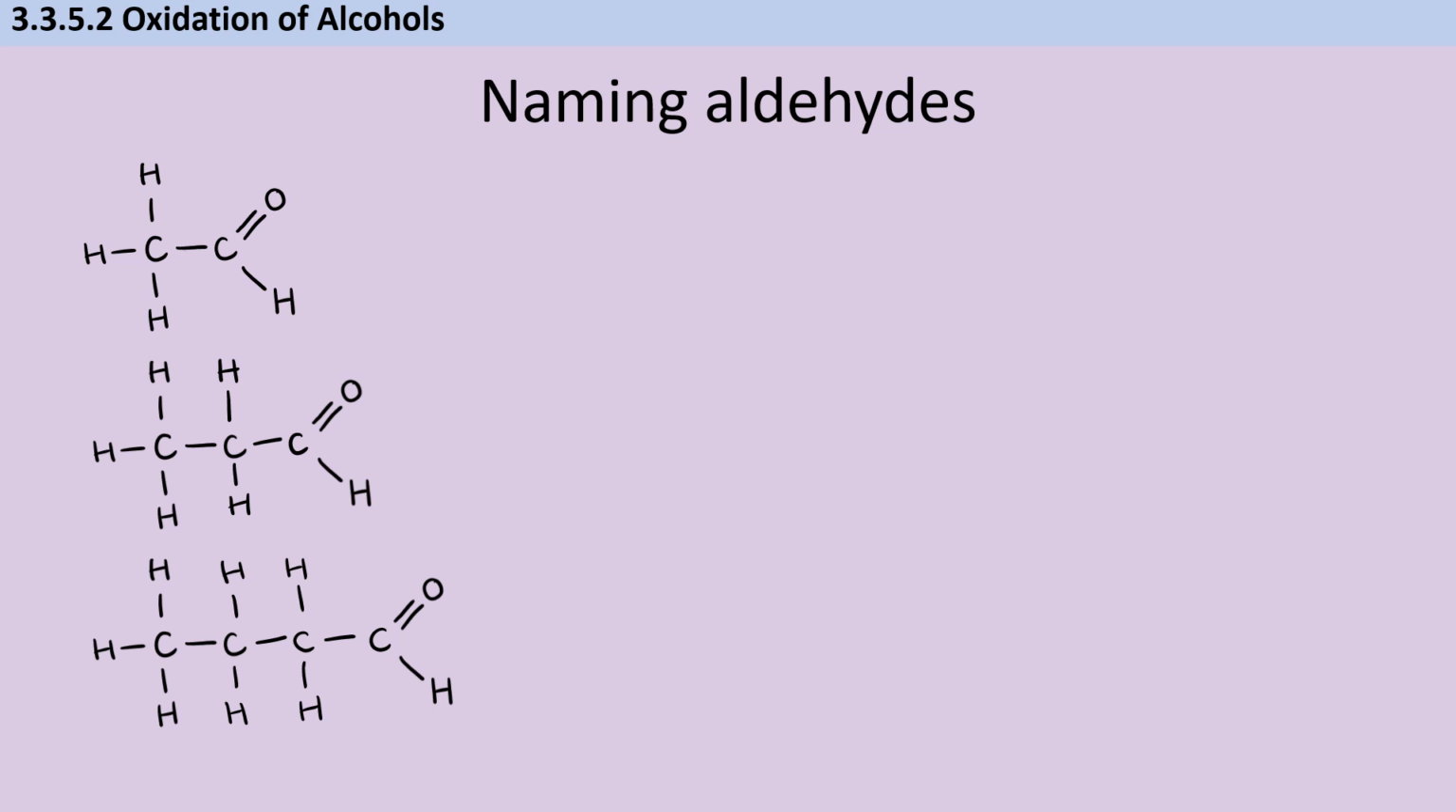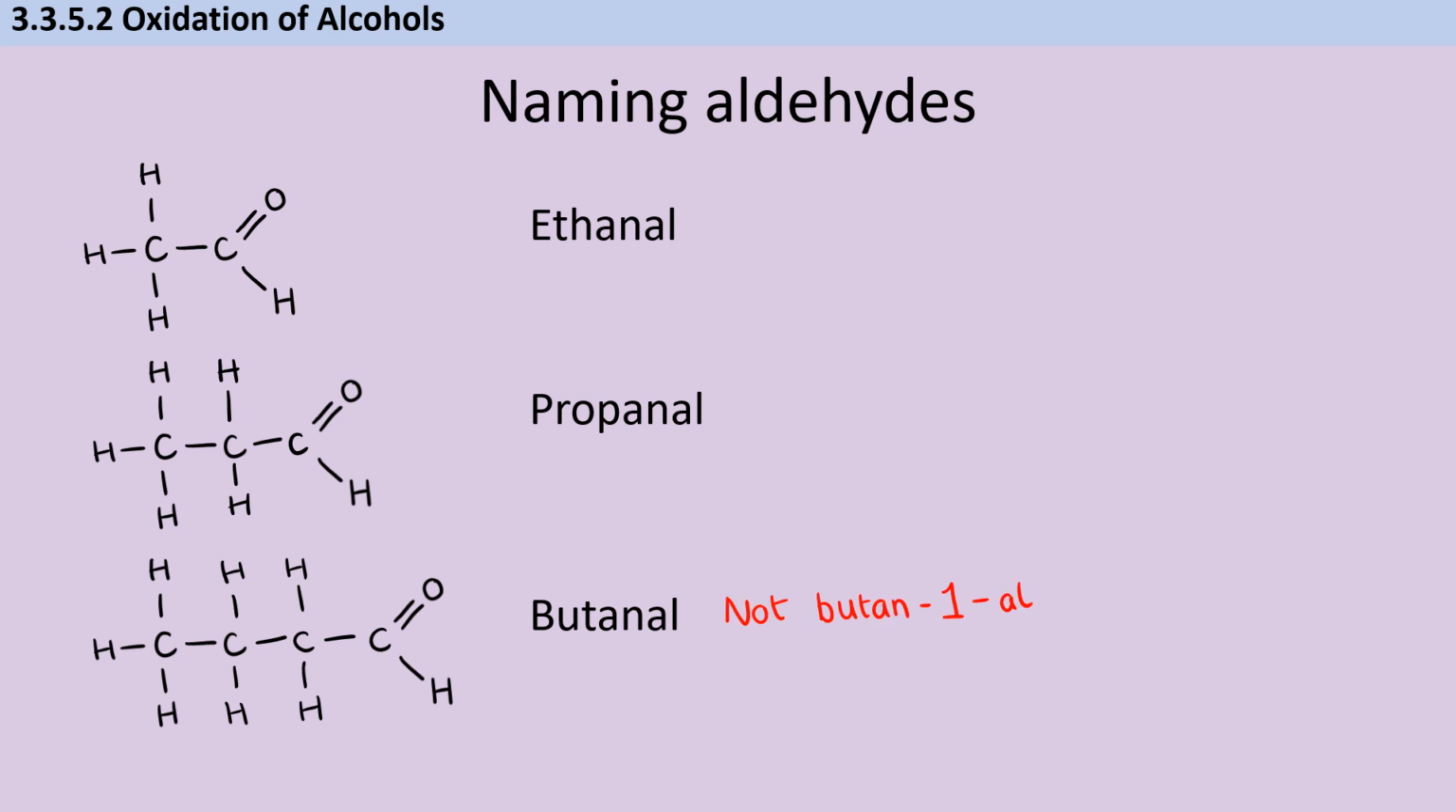We name aldehydes and ketones in similar ways to the other organic compounds that you're already familiar with. So assuming no other functional groups, aldehydes are named using the suffix -anal. So this with 2 carbon atoms in its longest chain is going to be ethanal, and then propanal and butanal. You might be wondering, why is it not called butan-1-al? And the reason for that is that an aldehyde group has to be on a terminal carbon, so there's only ever one possible position for it, so therefore we don't need a number.